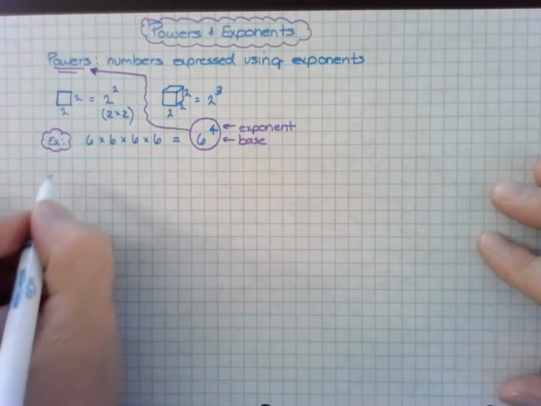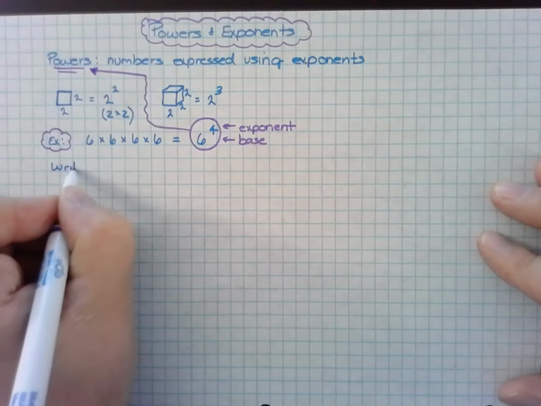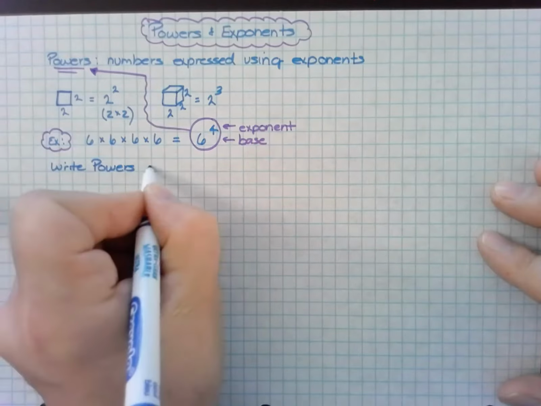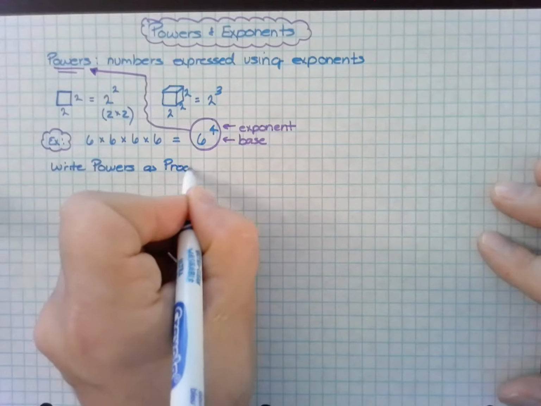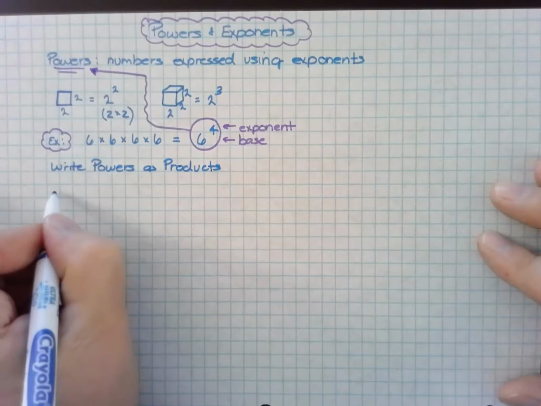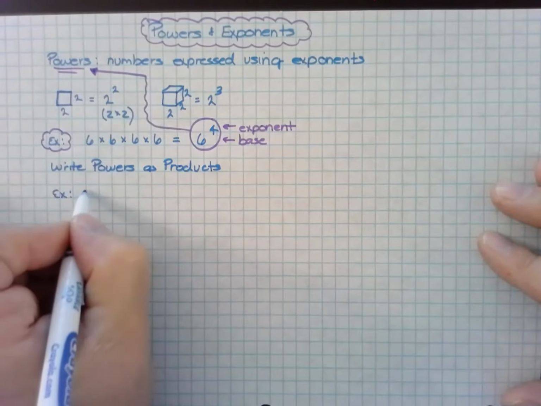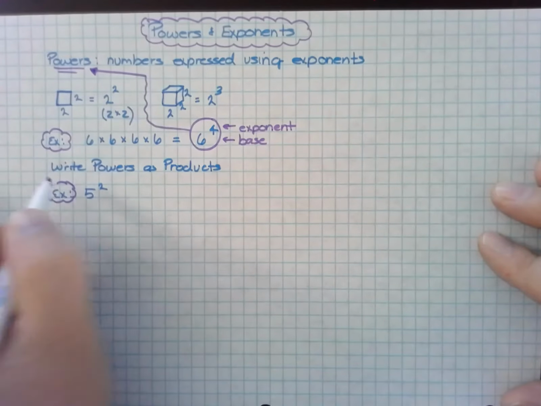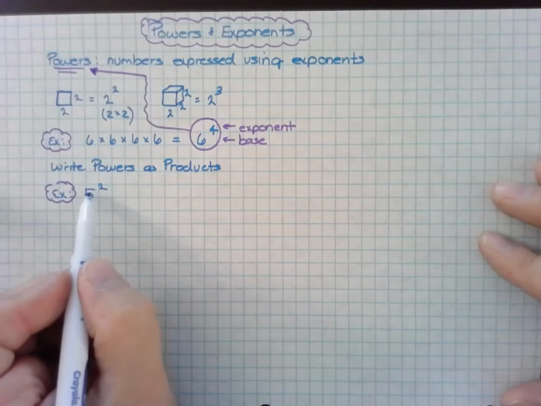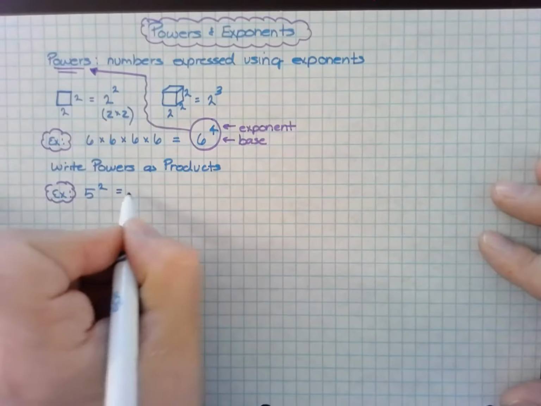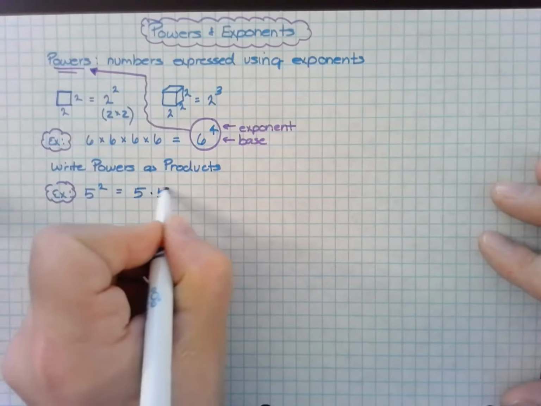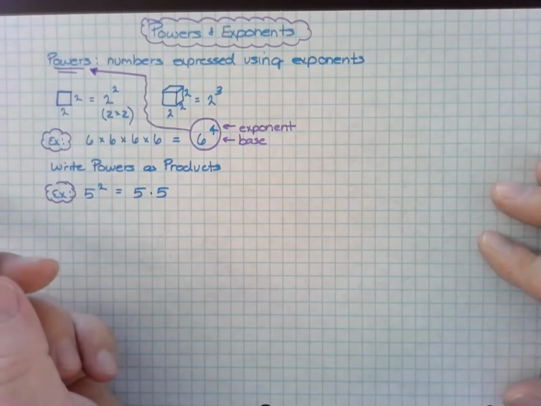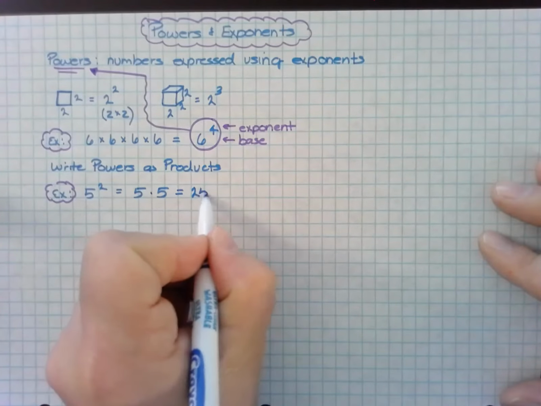What if I were to go backwards and write powers as products? For example, 5 squared. What does that mean? That means we're doing repeated multiplication of 5 twice. So this is equal to the base 5 twice. Not 5 times 2, but 5 itself twice. And so we know that this is equal to 25.